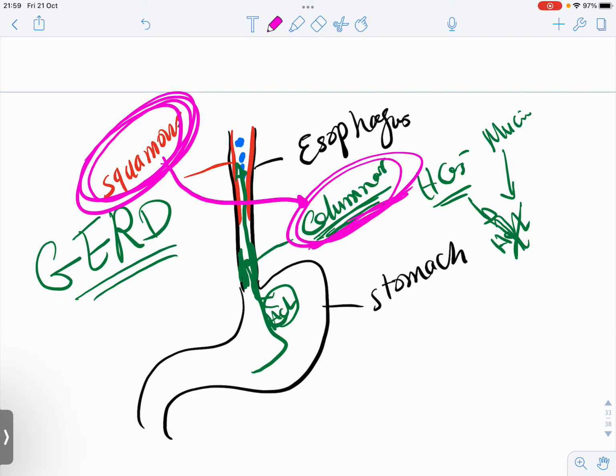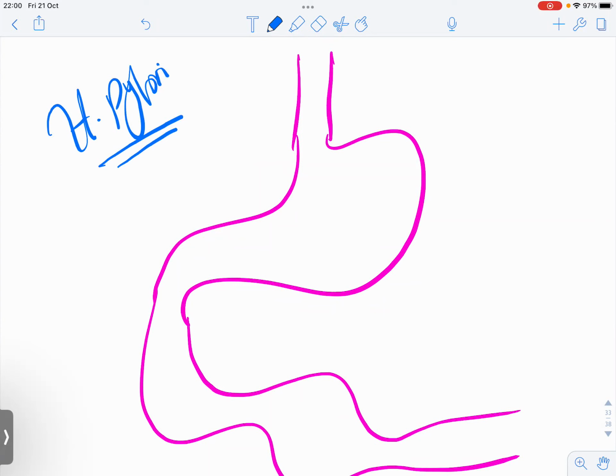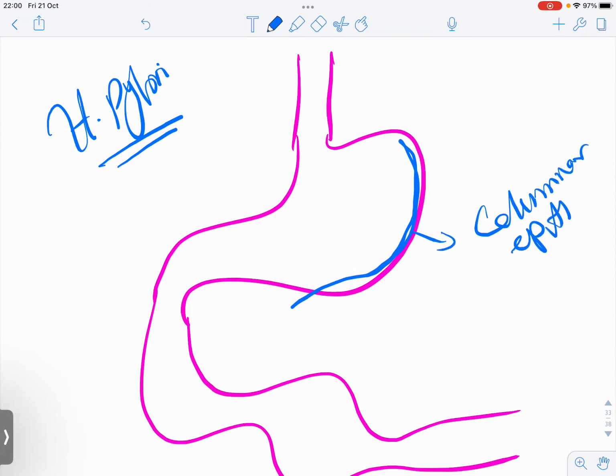This is the stomach, and here is the intestine. In microbiology, we will study a bacterium called Helicobacter pylori. Helicobacter pylori loves the stomach and can live only in the stomach. Why? Because inside the stomach they have columnar epithelium, and this columnar epithelium is called gastric columnar epithelium.